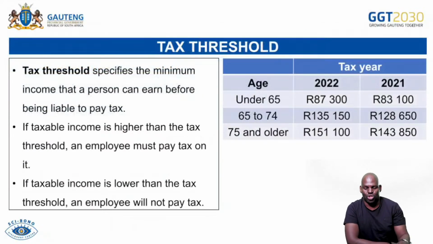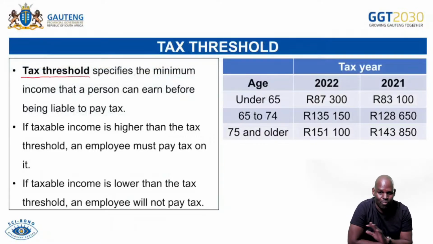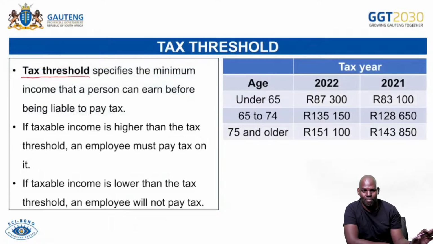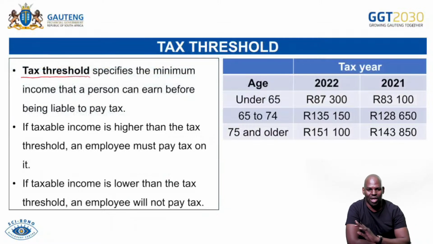Now, tax threshold. We also spoke about the tax threshold at the beginning of this lesson: we've got people working, but not all people are earning a lot of money. Some people are not earning enough money. So the government in some cases will decide that all those people who are not earning enough are not going to pay tax. But then I also ask, how much is enough or how much is less? So the government will decide.